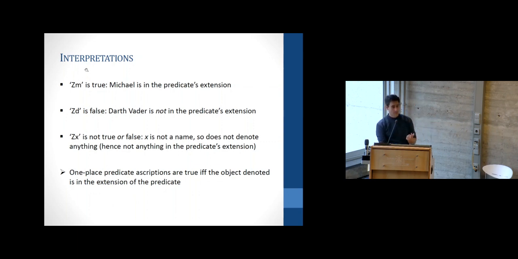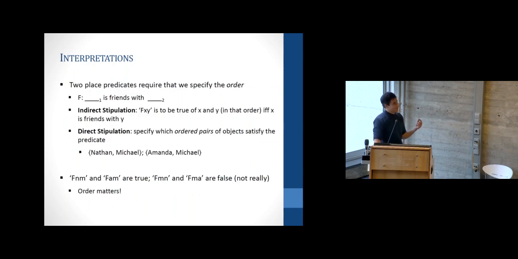Things get more complicated when we have two-place predicates. Take a two-place predicate F: first position is friend with second position. Again, you can have indirect stipulation the way we did up to now, which is basically describing what it means. Fxy is true of x and y if x is friend with y. I just describe what it means, but again, I don't have to do that in first order logic, and you can just give a list of all the people who are friends with each other.